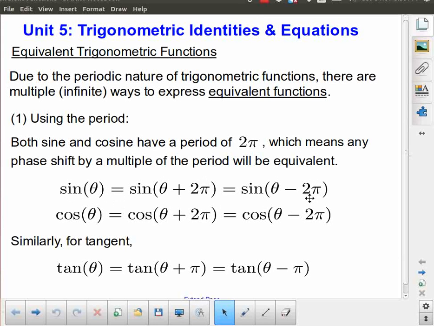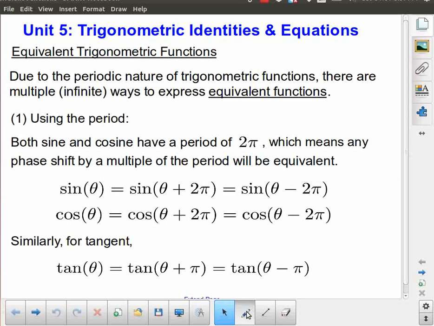Now, generally, we don't use more than one period on either side of this to make our point, but this could be any value. This could be 2, 4, 6, 8, 10, etc. This could be negative 2, negative 4, and so on. For the tangent function, we have a period of pi, and so in that case, it's going to be integer multiples of pi that cause this pattern to repeat itself.